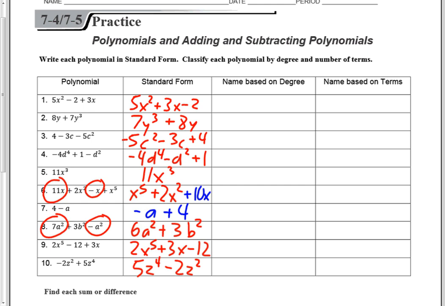The ones I put in blue are the ones that people are getting wrong. They're not combining their like terms. Make sure you combine your like terms. 11x minus x is 10x. So I put that in blue. And when people are moving things around, they're leaving the negative sign behind. If that's a minus a in number 7, then it better be a minus a when you move it to the front. Keep the sign with the term.